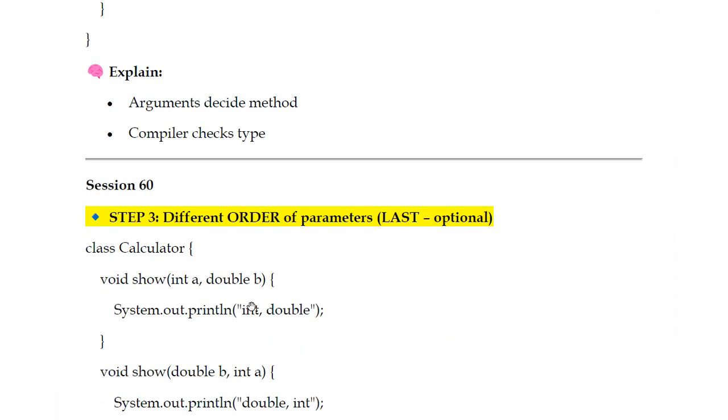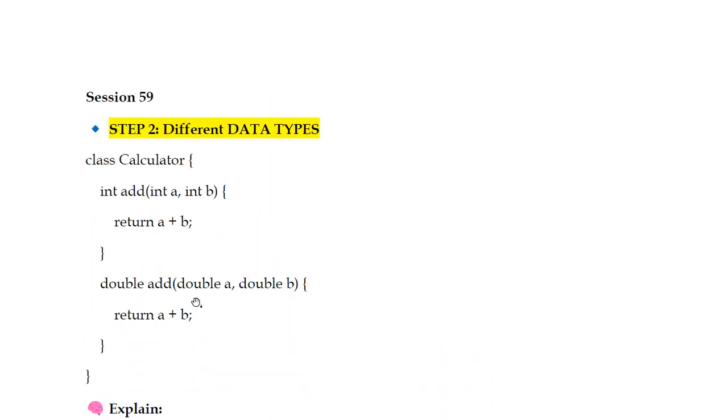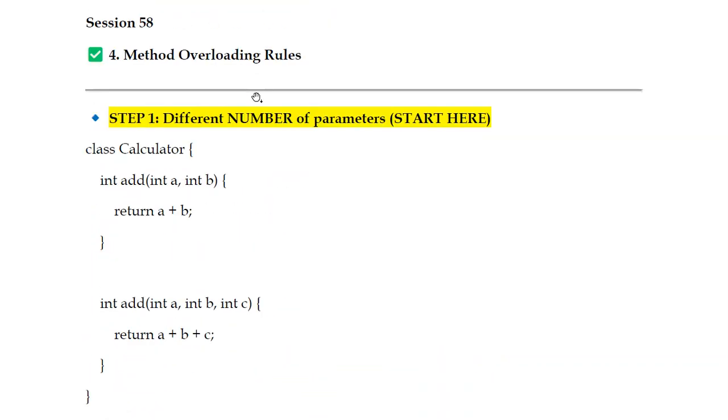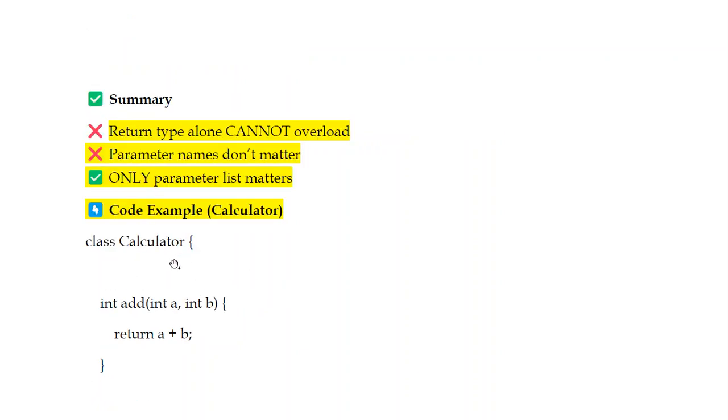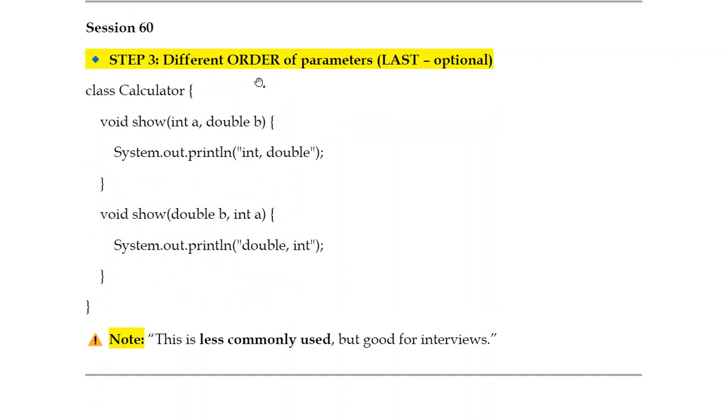In our previous sessions, session numbers 58 and 59, we discussed how to achieve method overloading by different number of parameters and different data types. In this session, we'll discuss the different order of parameters. Last one, optional.